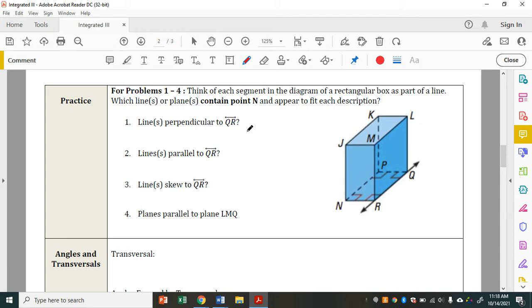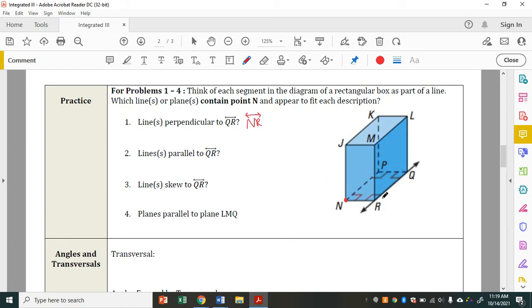Okay, so hopefully you pressed pause and did all of these out. Our directions say, think of each segment in the diagram of a rectangular box as part of a line. Which lines or planes contain point N and appear to fit each description? So we're looking for it to contain point N. On number 1, a line that is perpendicular to QR, so it intersects to form that right angle. Here's QR, the line that intersects and forms a right angle would be this line NR.